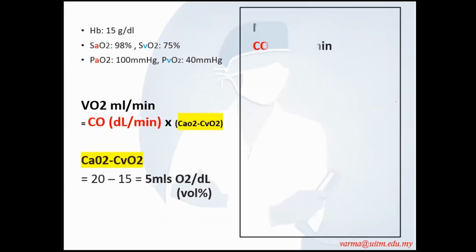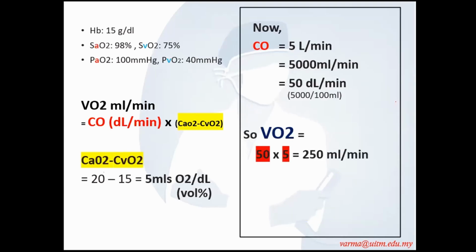So we calculated this, right? The difference is cardiac output, we know the 50 deciliter. The difference is 5 times 50, 250 mil per minute oxygen consumed. The cardiac output is the same. Hb is the same. What differs here is the PaO2 versus PvO2, SaO2 versus SvO2.